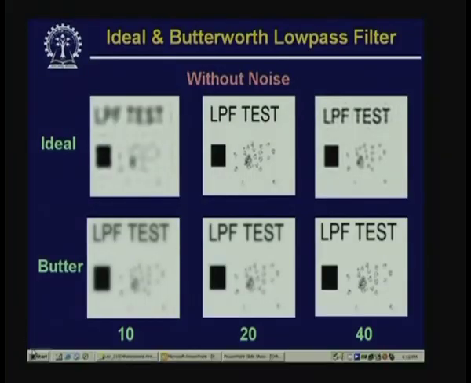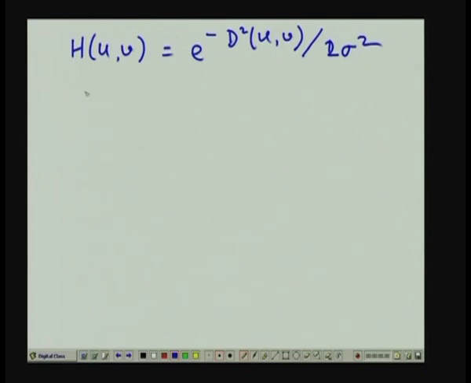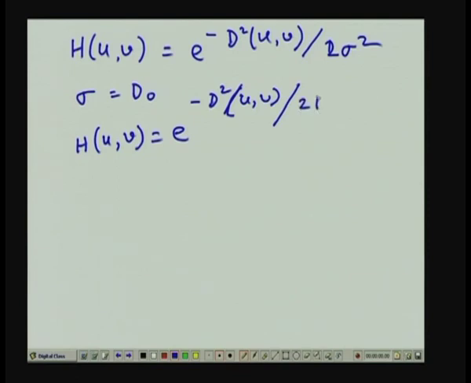In the same manner, we can also go for the Gaussian low pass filter, and we have already said that for a Gaussian low pass filter, the filter response H(u,v) is given by e to the power minus D squared(u,v) upon 2 sigma squared, and if I allow sigma to be equal to the cutoff frequency d0, then this H(u,v), the filter response, will be e to the power minus D squared(u,v) upon 2 d0 squared.